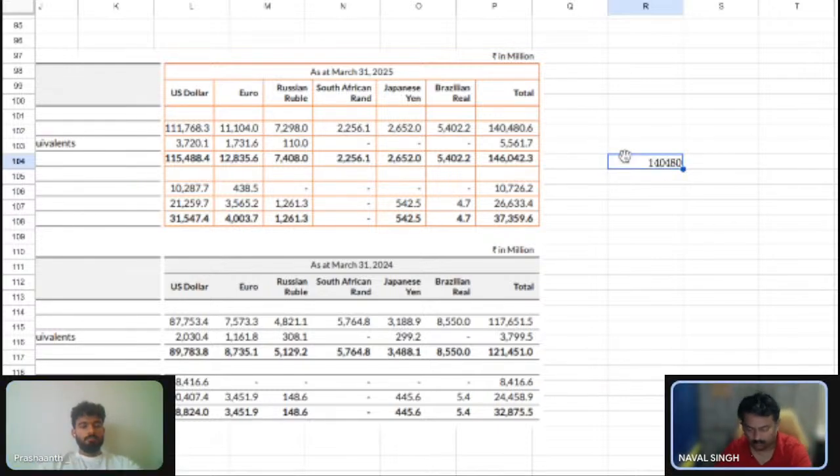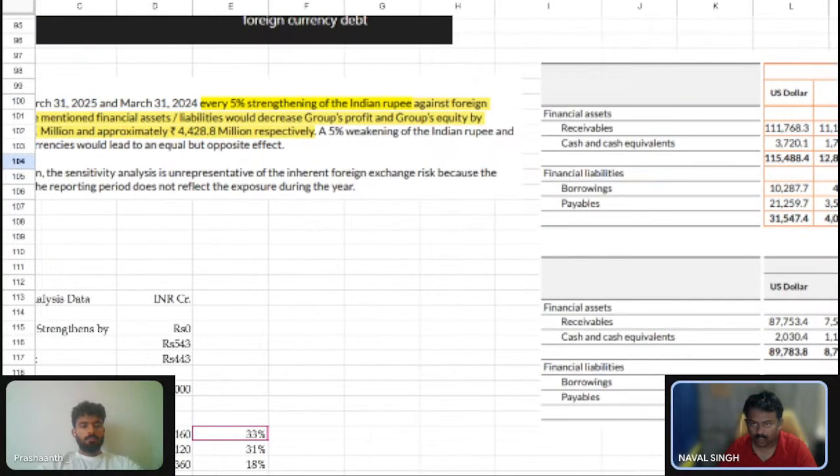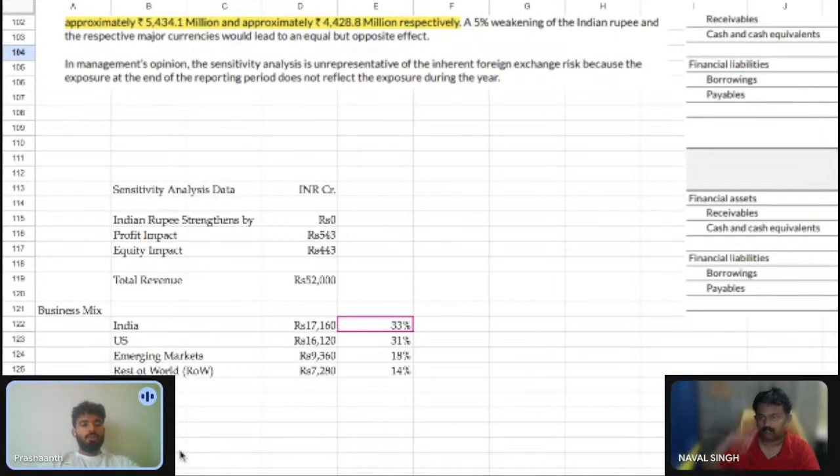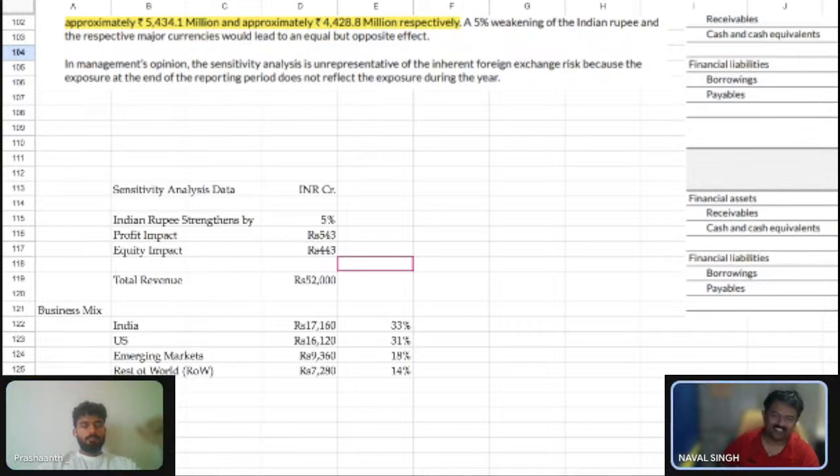So if you come to E113. Yes, E113. I have just quoted the sensitivity analysis data. If the Indian rupee strengthens by, sorry, it has to be 5%. I don't know why it's 8. So if it strengthens by 5%, then the profit impact is 543 crores. Rupee has weakened by 7%. Rupee is now 92 rupees, so there's no question of rupee strengthening because of the market. So can you put a negative value there? Is there a formula written there? No, I've just quoted it.